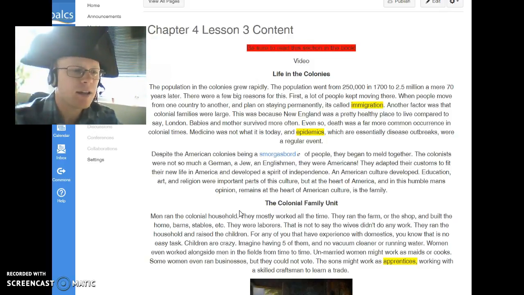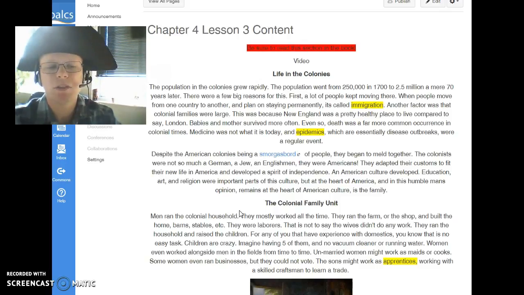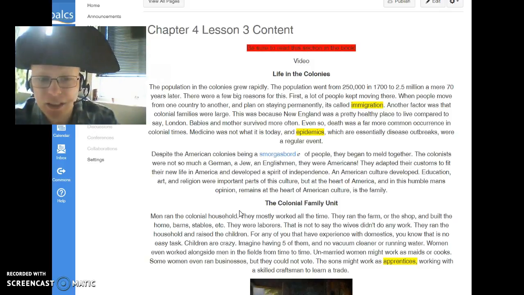Now, another factor that led to such a population explosion was that colonial families were large. This is because New England was a pretty healthy place to live compared to, say, London and other places in Europe. Babies and mothers survived more often. Even so, death was a far more common occurrence in colonial times. Medicine just isn't what it is today, and epidemics, which are essentially outbreaks of disease, were a semi-regular event.